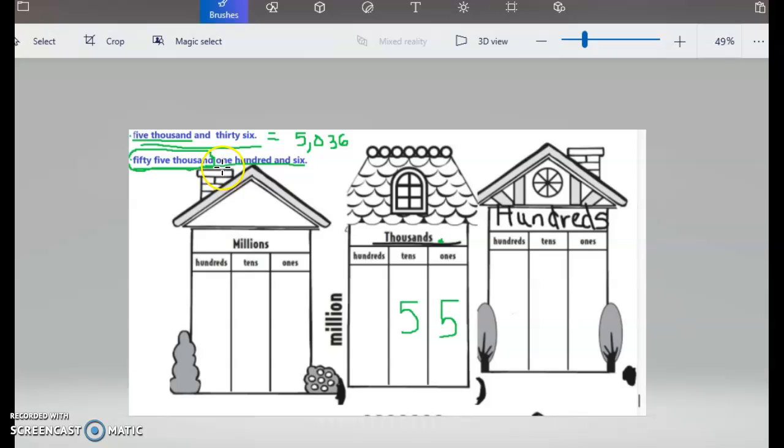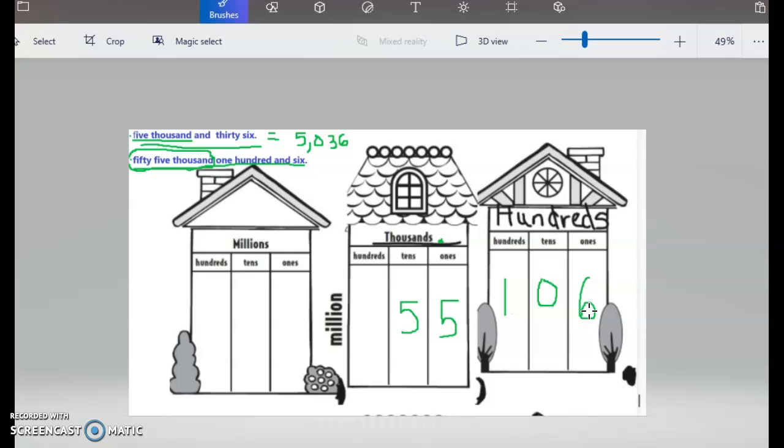Now it also says 106. So I'm going to move over to my hundreds house and I need to write in 106. So in my hundreds place, I'll put my 1. There's nothing here. It didn't say 126 or 36. It just said 106. So I'll fill that in with a 0 and then I put my 6 here. So this is how you write 55,106 and this is how you fill it in to the house using the place value mat.